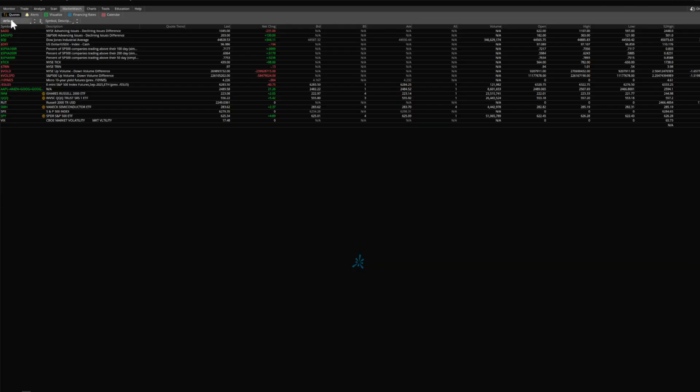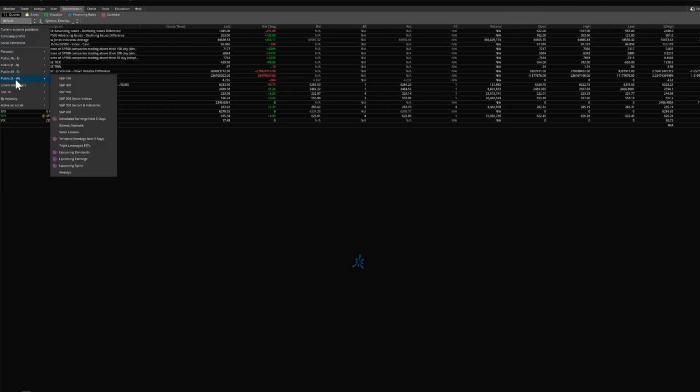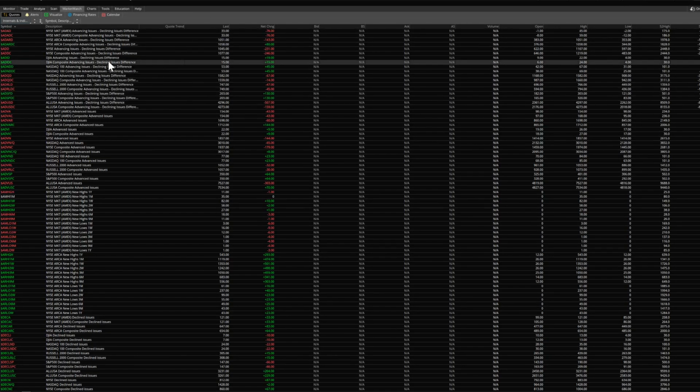If you go to quotes, you're probably going to be on your default watch list, and you want to change that. Just click the bottom right, and then you'll get the options here, the different preset index things that they have available for you to keep an eye on. What you want to do is go to public, E through N, and scroll down to where you see internals and indicators. If you click on there, you'll see a whole list.